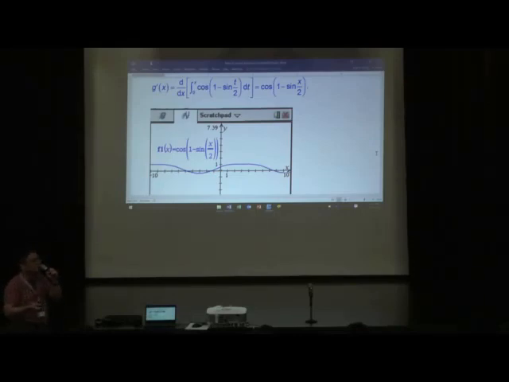And same thing for relative maximum, you can choose this point and this point. So here you have two relative maximums.